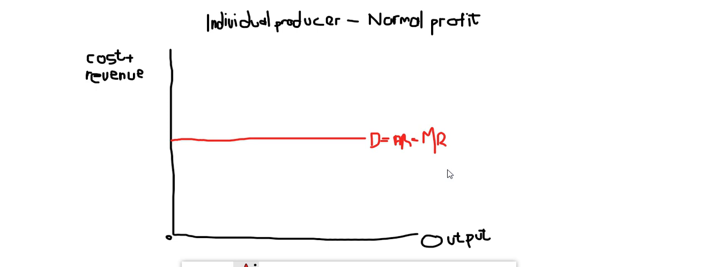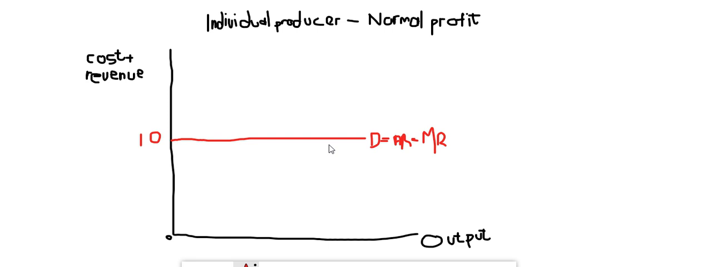In the perfect market, we know each individual producer is a price taker. The shape of his demand curve is perfectly elastic. Okay, so in other words, a horizontal line. And because of him being a price taker, remember he cannot change the price. The price is constant. The market would have determined the price. Okay, let's say the market said the price is 10 rand. So at the level of the market price, your demand is a perfectly elastic demand curve.